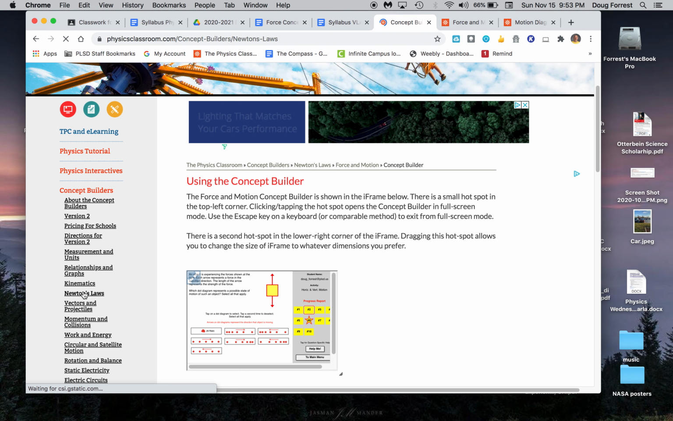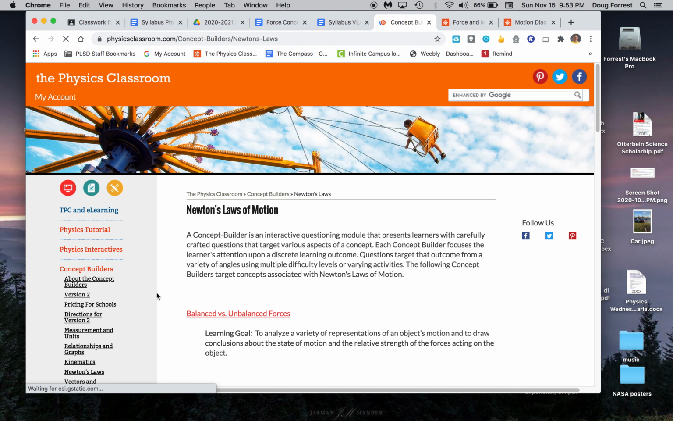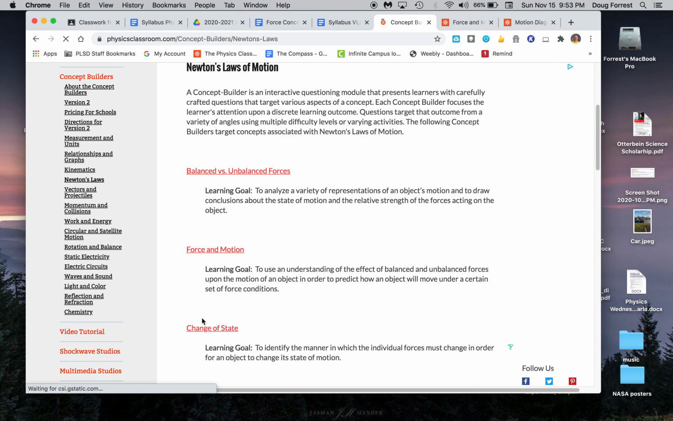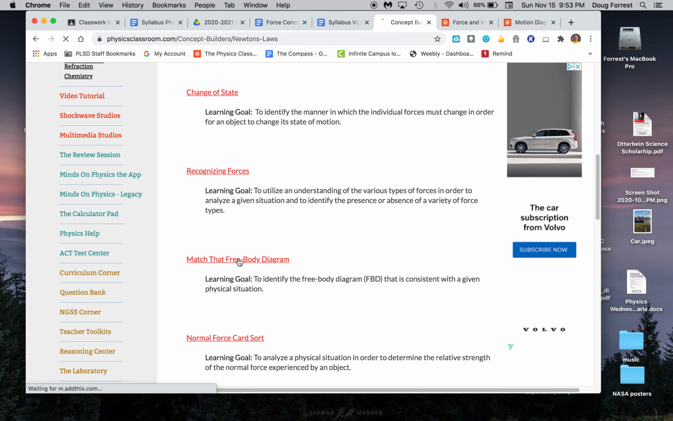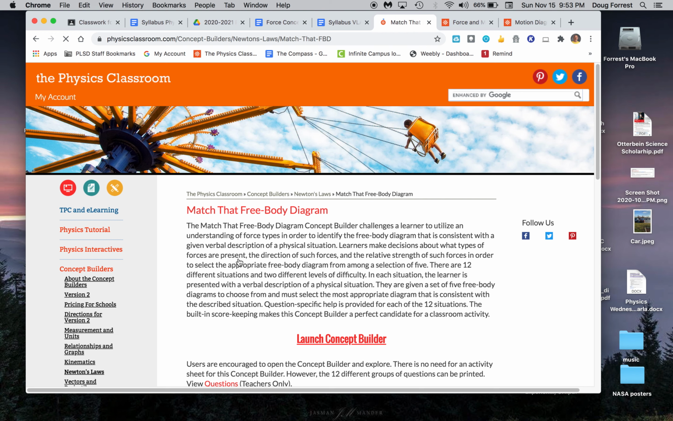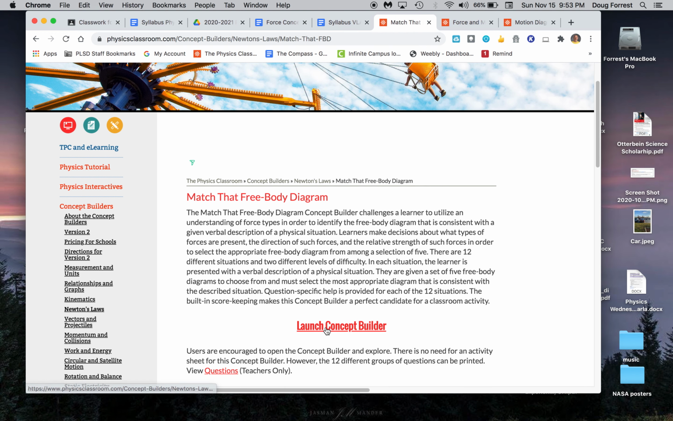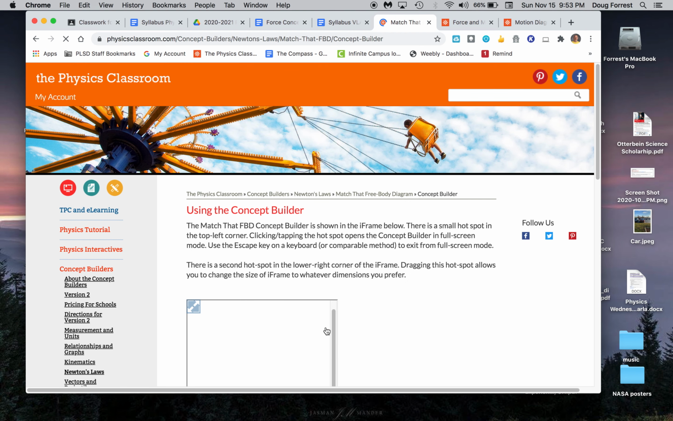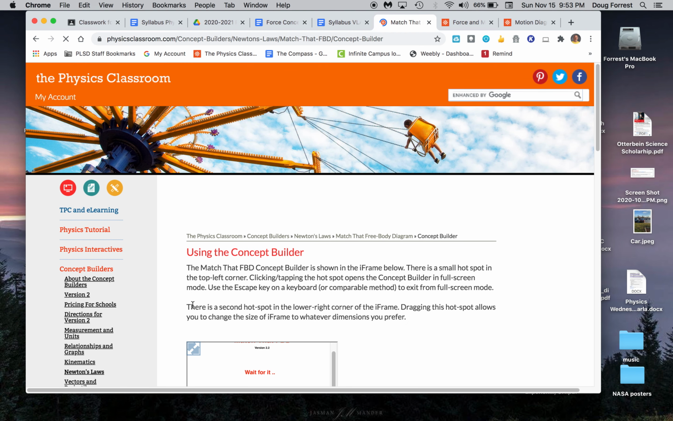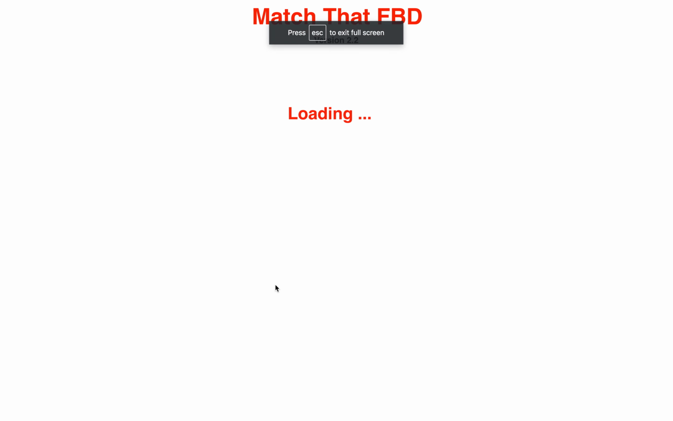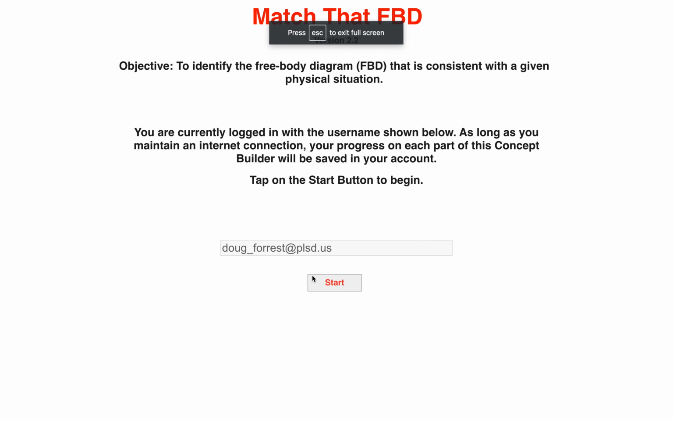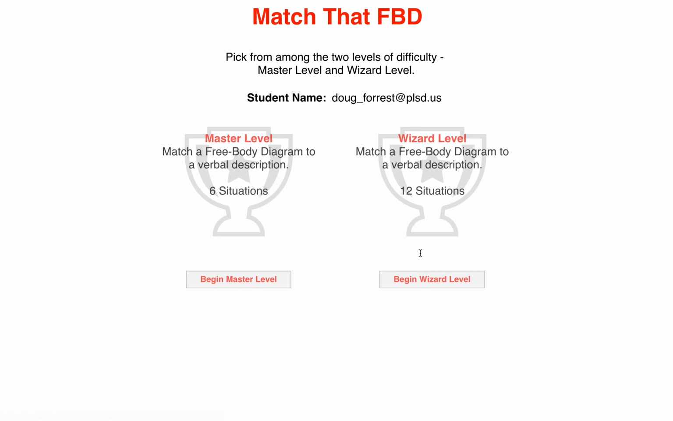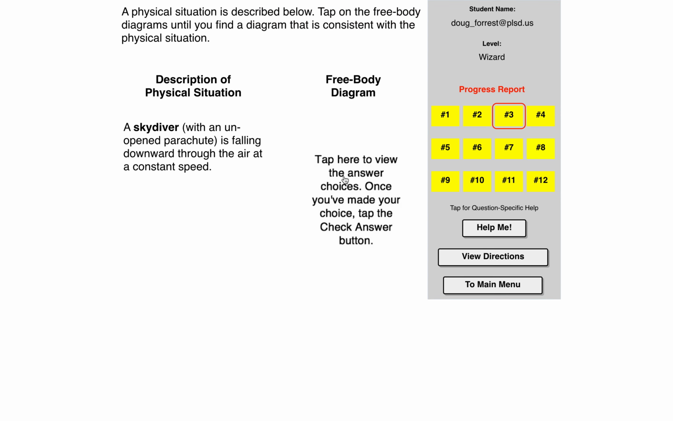The second concept builder I'm asking you to do is to match those free body diagrams. So that's this one. You want to complete the master level for 8 points, complete the wizard level for 10 points. You do not need to do both. So I'm going to go to the wizard level, take a crack at one of these. So the physical situation is described over here. The free body diagrams will appear here. You tap here to view your choices.